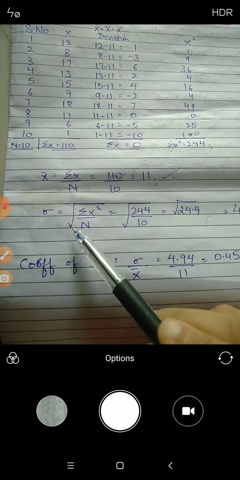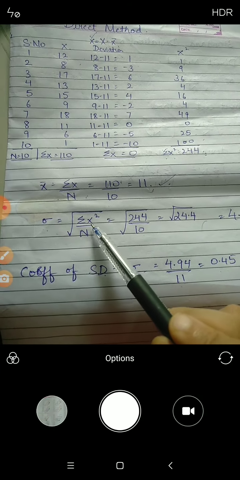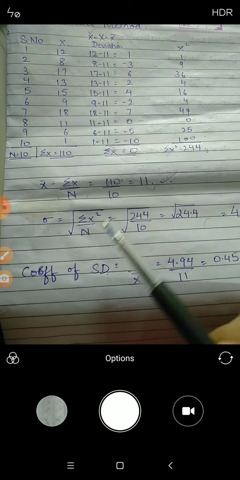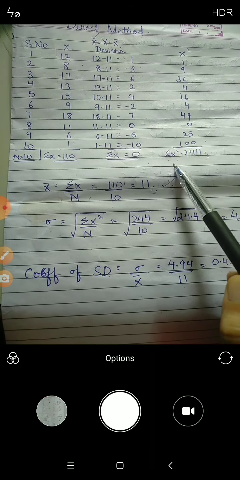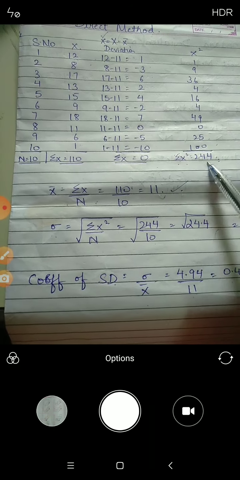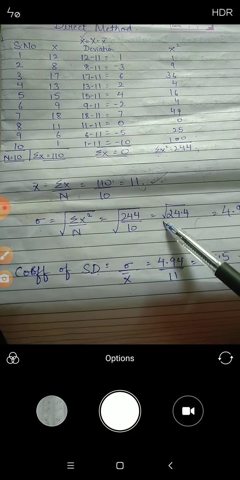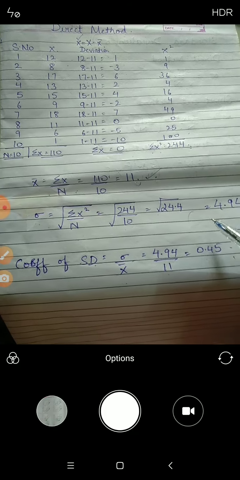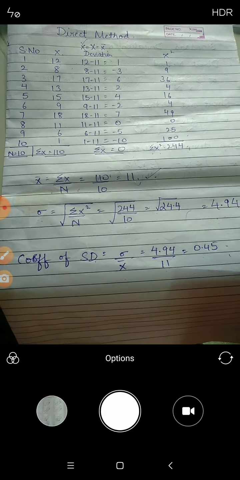Then we will use our formula. Standard deviation is equal to under root of sigma x square divided by n. Take care, we have to use the value of sigma x square, this one, not the square of this. Clear? So 244 divided by 10, we have to find the under root of 24.4. It comes out to 4.94.